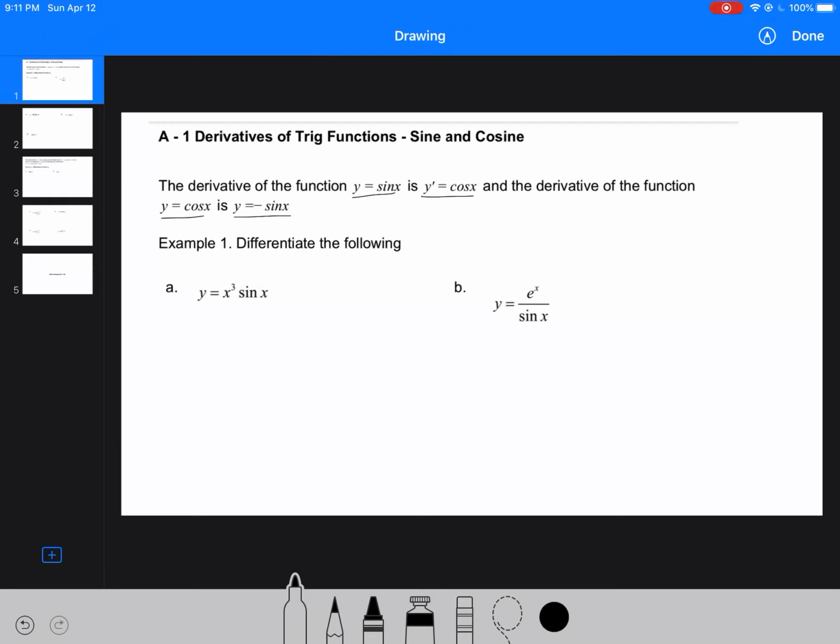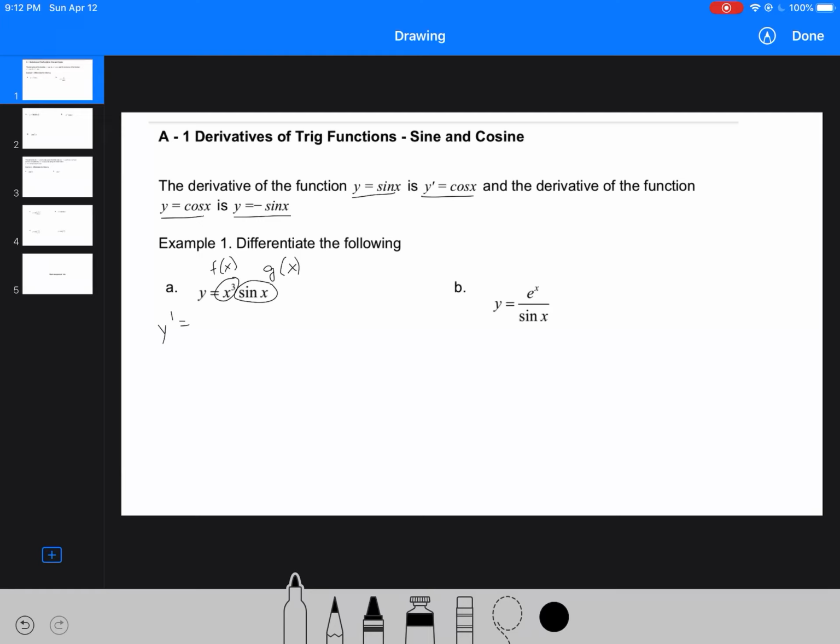So the first few examples that we're going to look at are just differentiating functions that involve sine. So the first one is y equals x cubed sine x. So you've got two functions that are multiplied together. So that means that we're going to have to use the product rule.